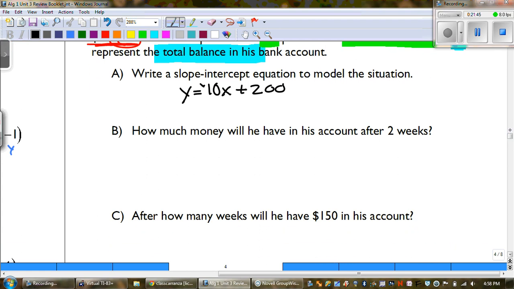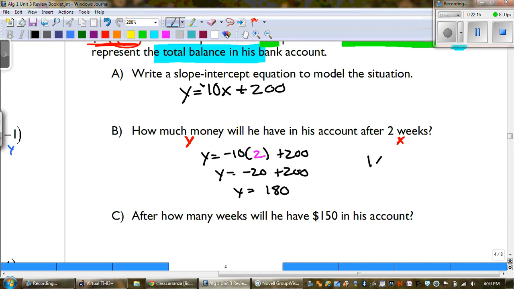How much money will he have in his account after 2 weeks? Money is our y, weeks is our x. So we have to plug that in. Y equals negative 10x plus 200. We need to plug in a 2 because that's our x. So y equals negative 20 plus 200. And then y equals 180. So after 2 weeks, he'll have $180.